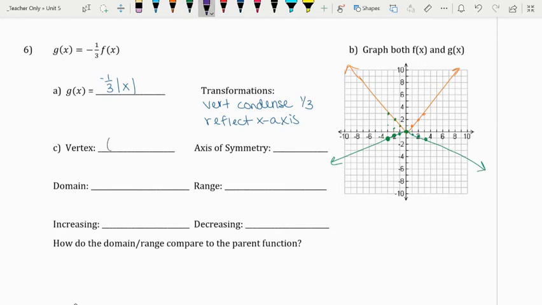So our vertex is still at 0, 0. And our axis of symmetry is still at x equals 0, or the y-axis. Remember, that's going to cut it in half. So if we focus on the green, it is increasing on this side and decreasing on this side. Our domain is still going to be the same. It's still going negative to positive infinity. But this time our range is different. Our lowest y value is negative infinity and our highest is 0. So your range changes.